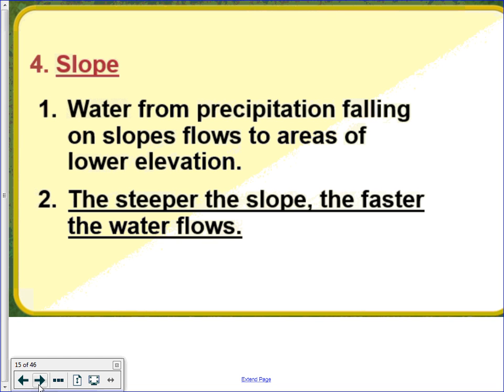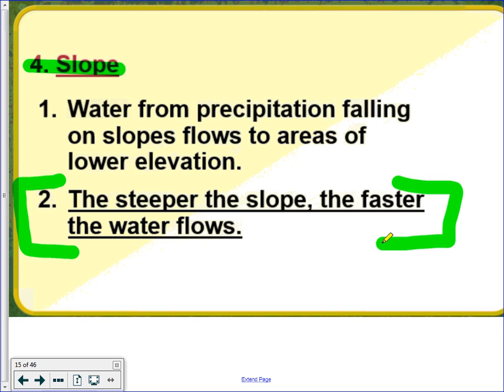Factor number 4 is slope. So somewhere like our campus, it's really flat, and therefore the water accumulates. So number 4 is slope. And here's your description. This is your description right here. The steeper the slope, the faster the water flows. This is pretty obvious. I don't think I have to explain this one to you.